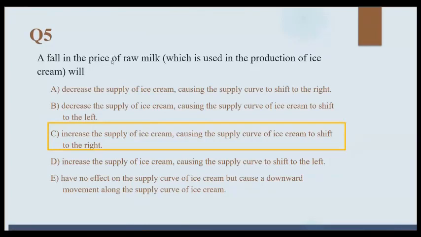So we know that a fall in an input price shifts the supply curve to the right. And when it shifts to the right, we would say an increase in supply. We wouldn't say an increase in the quantity supplied, for example, because that would be a movement along the curve.